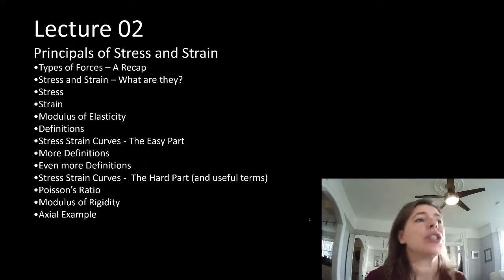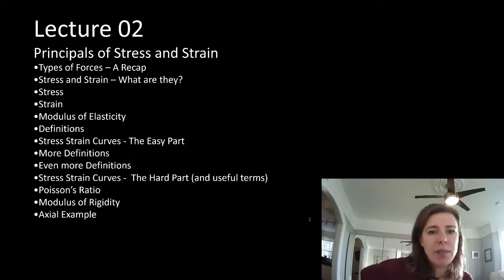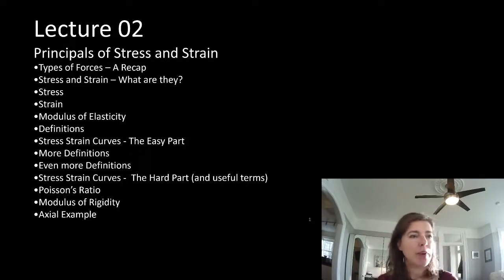So today's lecture, we're going to just remind ourselves about the different forces, because we've talked about those a lot. And then I'm going to introduce the concept of stress and strain, and how they're related, and what a material looks like as you load it and unload it. What happens inside a material? How do we measure those forces happening in the material?